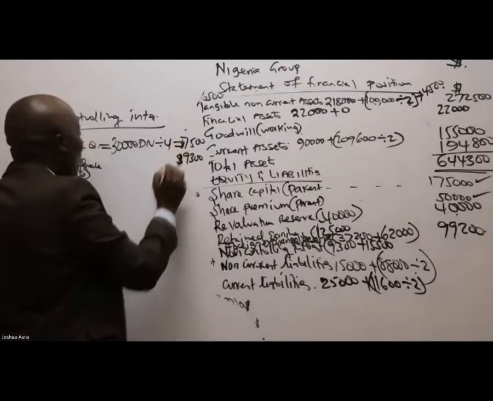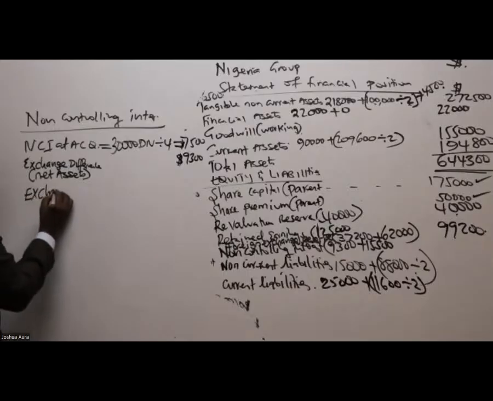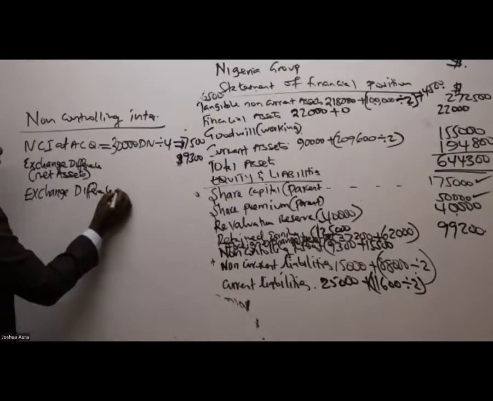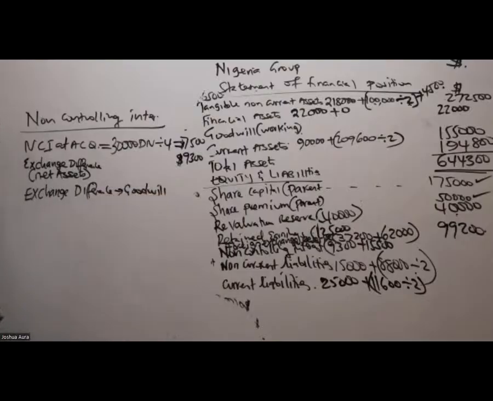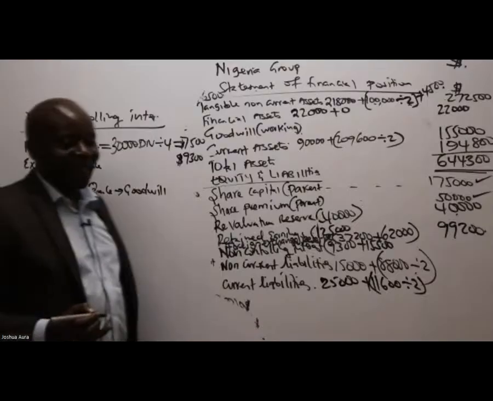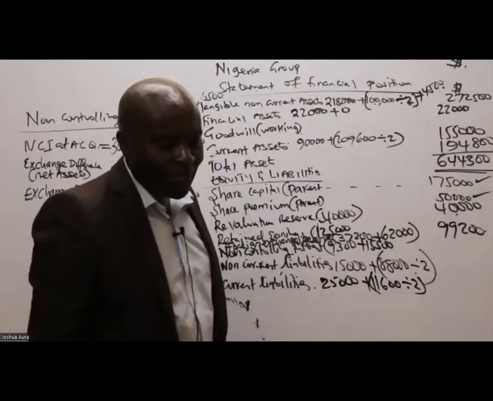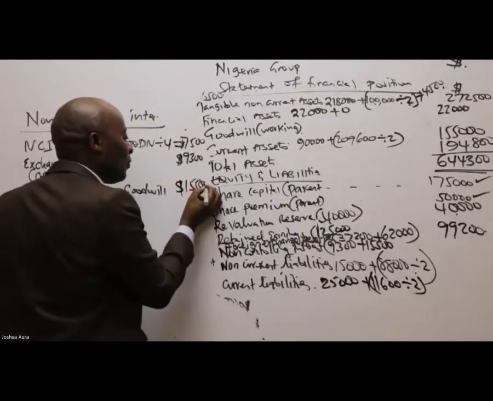We also gave them something from exchange difference of goodwill. Is there somebody who is able to remember this? It was 15,500. We gave them that, and already this is translated, 15,500.